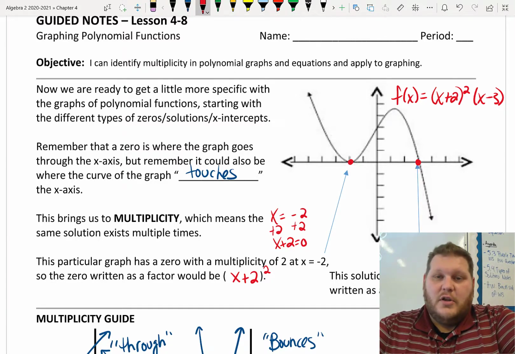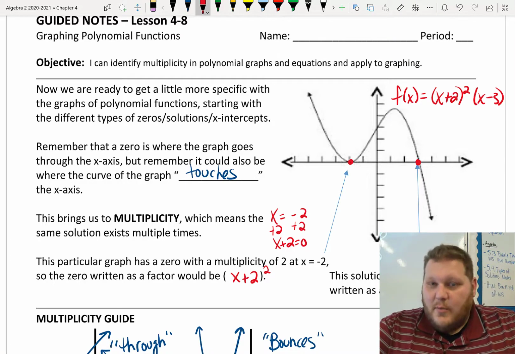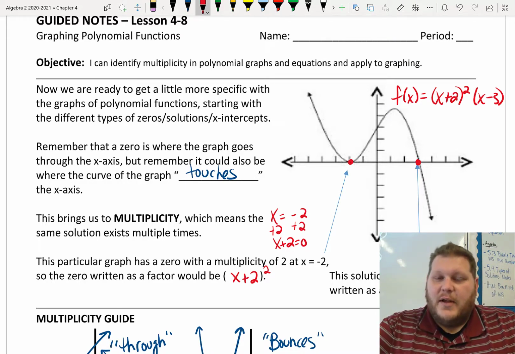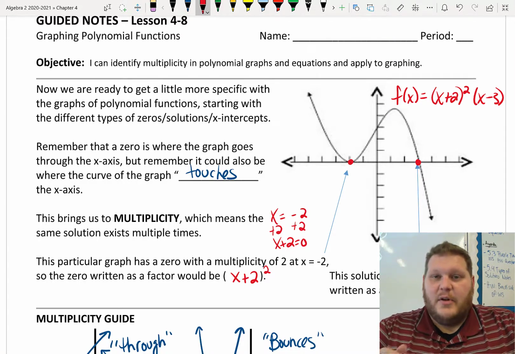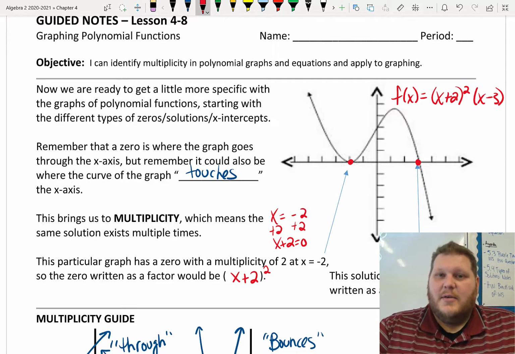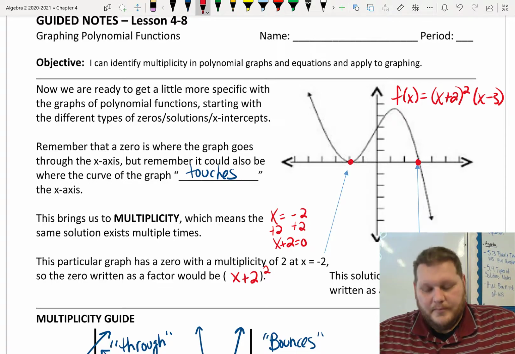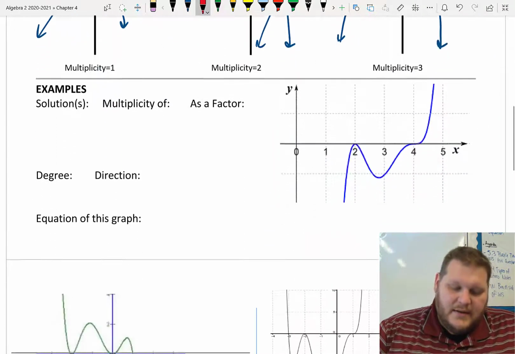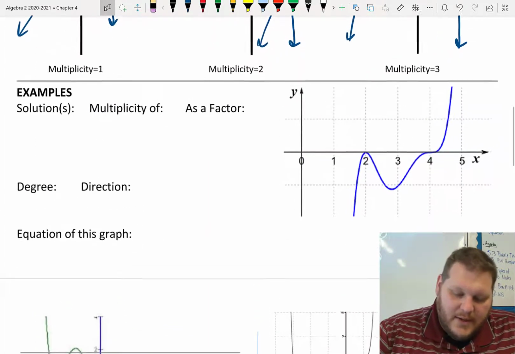It's just a lot of extra work. You've already shown me that you are capable of multiplying factors together, multiplying polynomials together. So you don't have to do that on this problem unless it specifically says your answer needs to be in standard form. All right, so let's take a look at another example here.